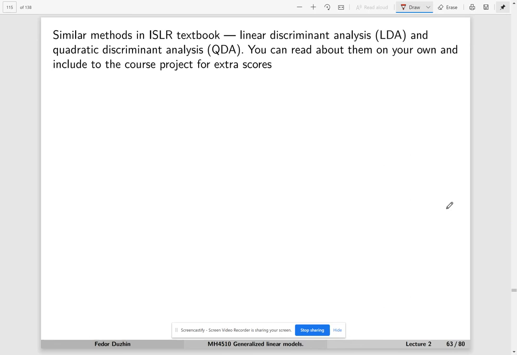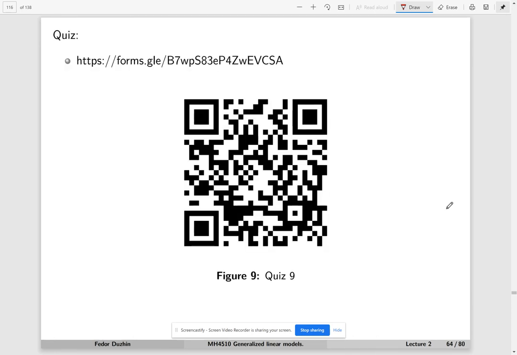The Introduction to Statistical Learning, our textbook, mentions two more different methods that are based on the same ideas. I'm not going to cover them in class. I'm not going to test them in midterm tests, but it's just for your information. You can read about them, and you can even use them in your own course project for some extra scores.